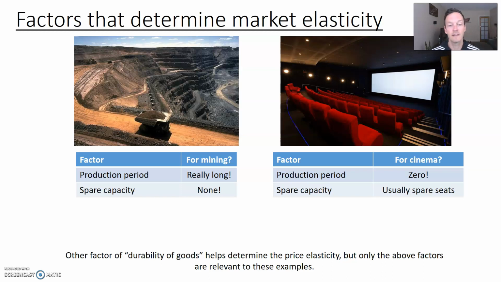You'll see down the bottom there, the other factor is durability of goods. That essentially means can the thing be stored? Because if you can store the thing that you're selling, then you can hold it back from the market when the prices are low and then release it to the market when the prices are high. That's not quite applicable for these two particular examples.